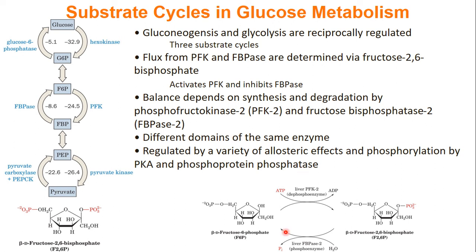And if you notice down here, if we have fructose 6-phosphate, if PFK2 is activated, this will go and make fructose 2,6-P, which will turn on glycolysis. While if FBPase2 is activated, that will take away a phosphate from F26P, and will make F6P. Now glycolysis is inhibited and gluconeogenesis is activated.